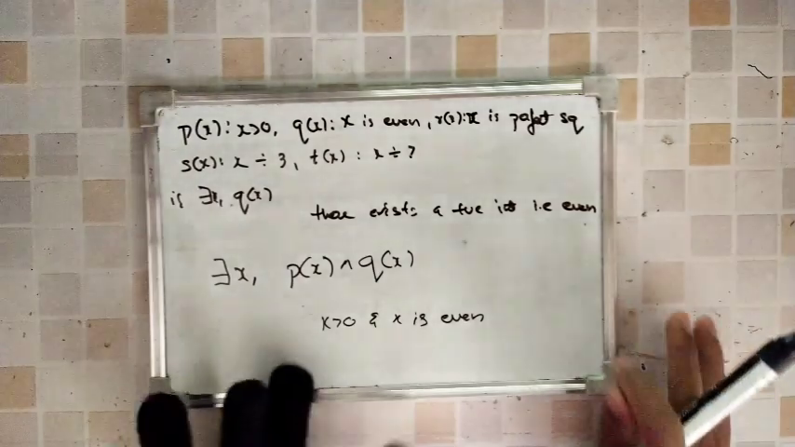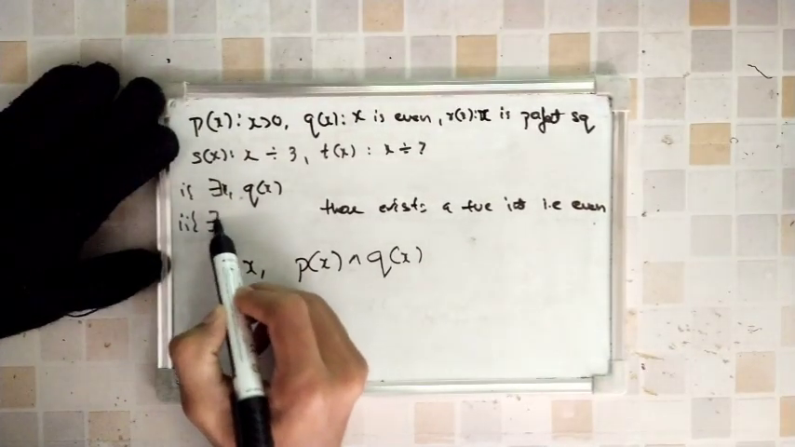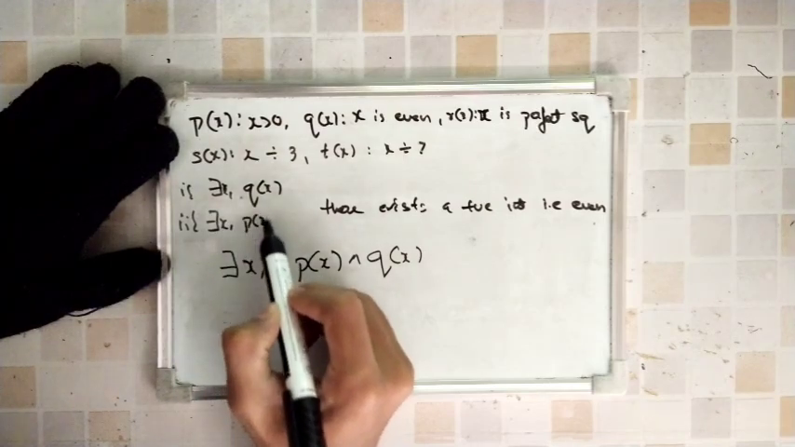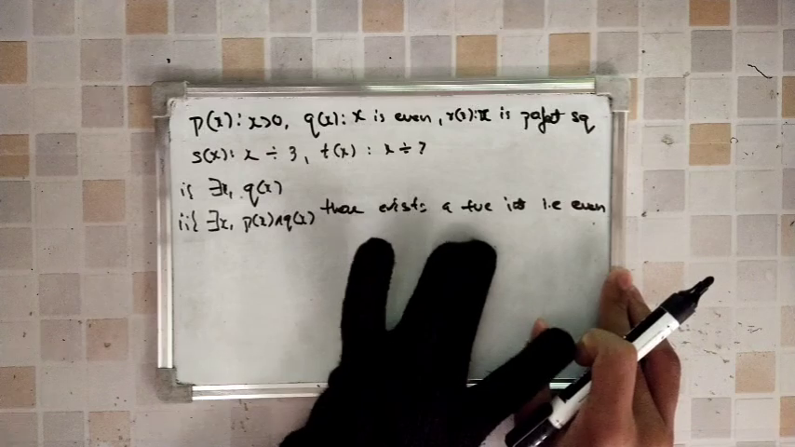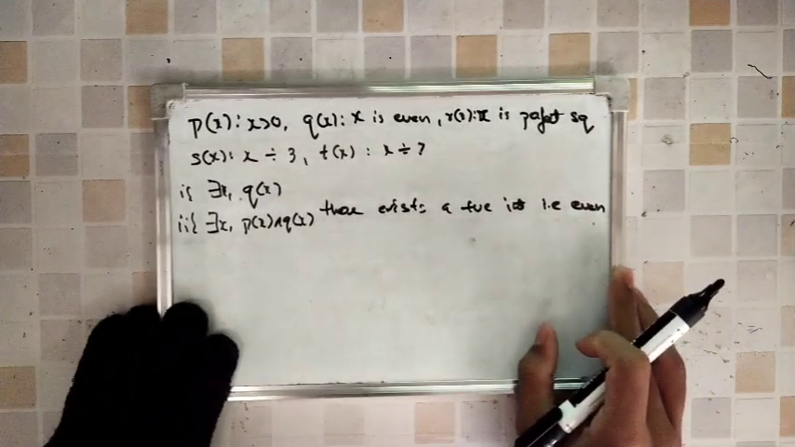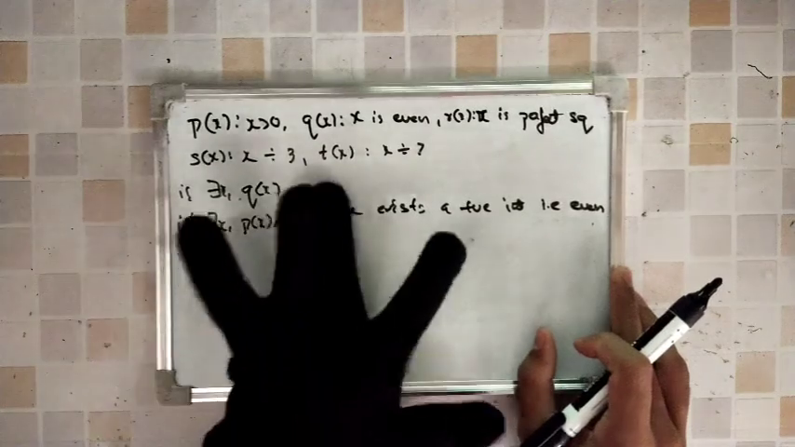So we understood, right? Let me just write it here. Second one, there exists x such that P of x and Q of x. Third question, if x is even, then x is not divisible by 3.